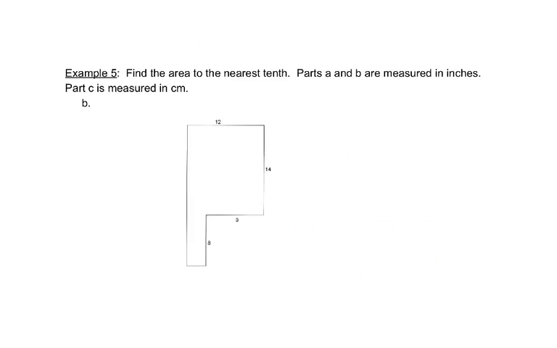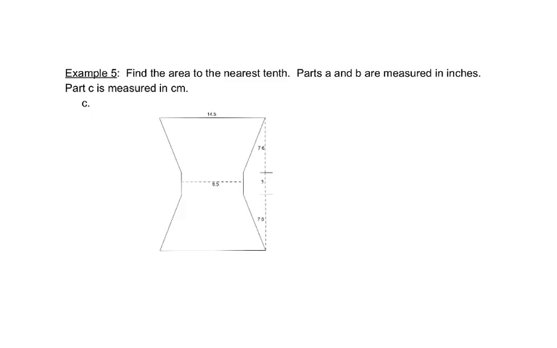We'll skip part B because we're going to do something similar in part C. So in part C, if we put a dashed line right here, or another line right here, we have three shapes. We have this up here, which is a trapezoid. We have this right here, which is a rectangle. And then on the bottom, we have another trapezoid. So let's find the area of the trapezoids first.